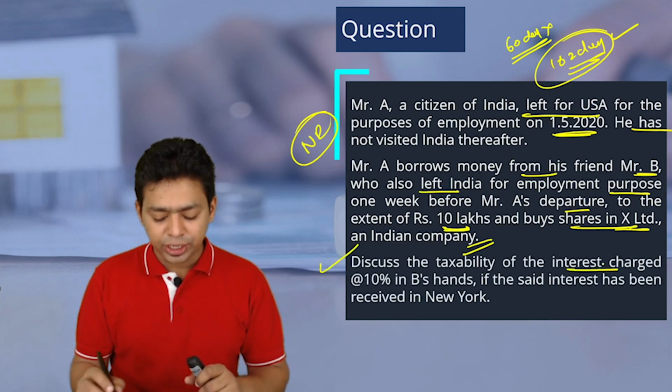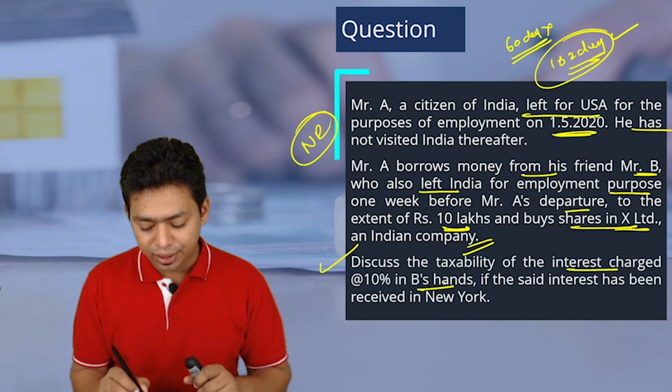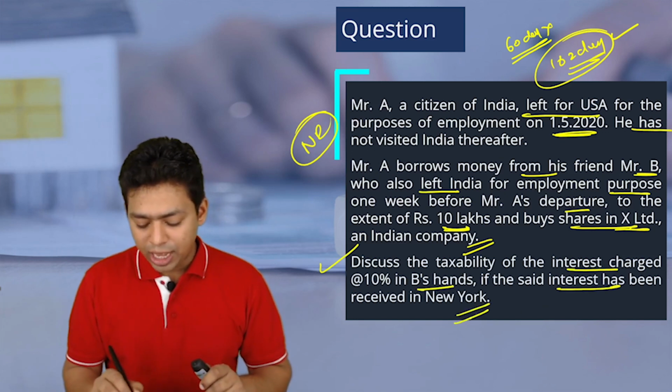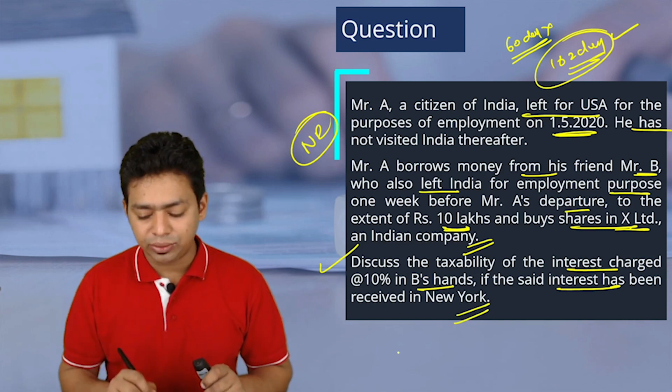Discuss the taxability of interest charged at the rate of 10% in B's hand, because B is earning income now. If the said interest has been received in New York, the income is received in New York.